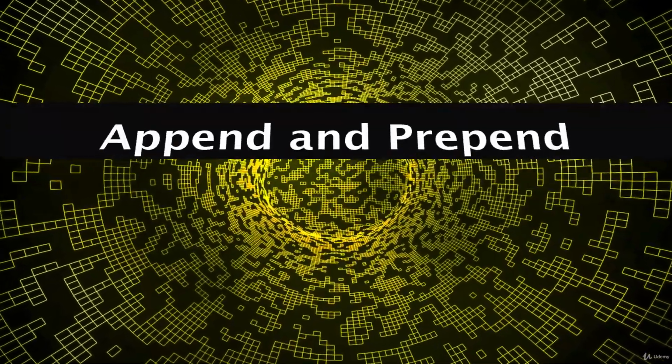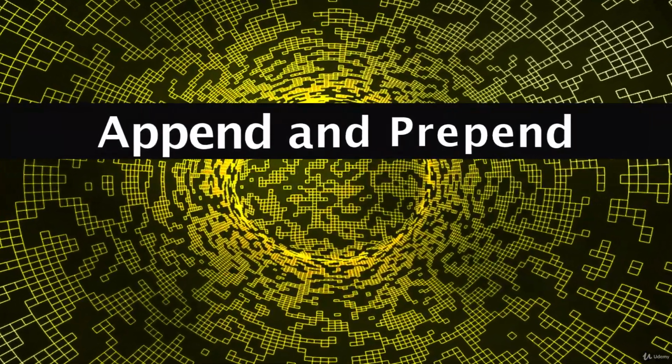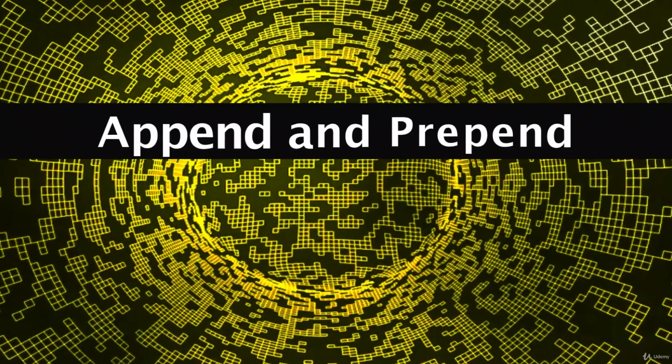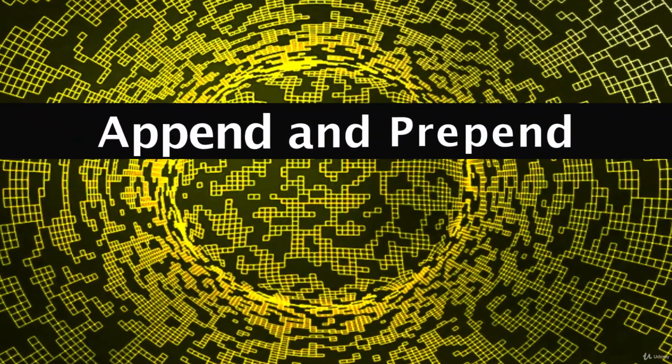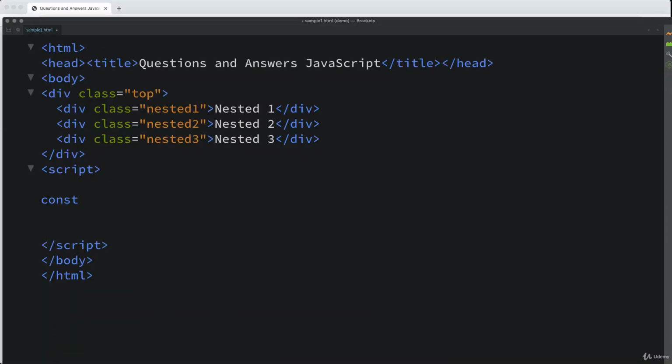Okay, in this lesson, we're going to be appending and adding elements. So first of all, we need to make a selection of the parent. So let's select the parent element, and this is going to be the top div there. And then we're going to be adding additional elements before and after that.